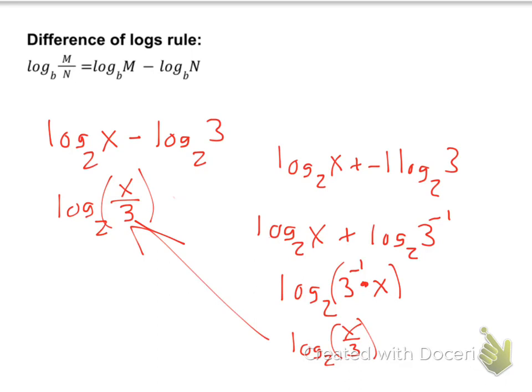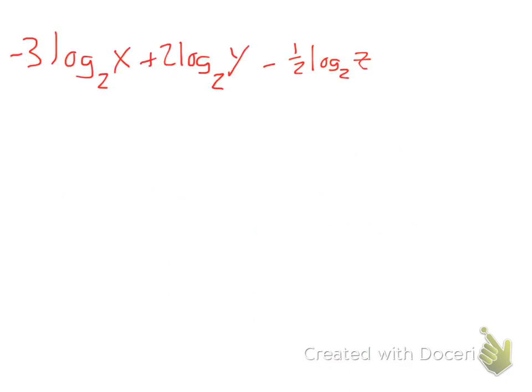So, let's take a look at a little bit tougher example. And so, this is our harder problem, the last one. Negative 3 log base 2 of x plus 2 log base 2 of y minus 1/2 log base 2 of z. So I want you to condense this down to a single log.